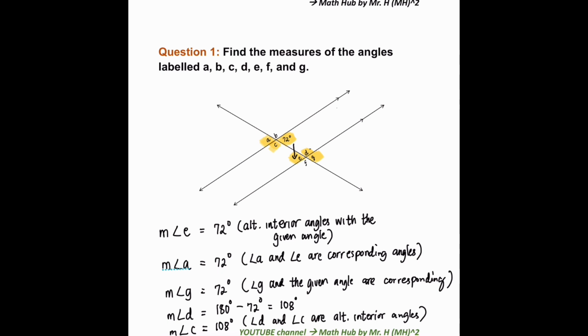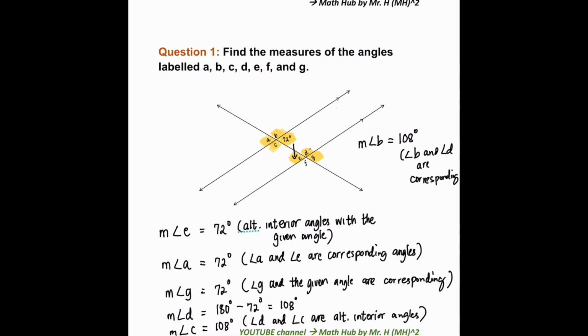We only have two angles left, which are angle B and angle F. Since angle D is 108 degrees, therefore we can say that angle B is also 108. Let me write it here. The measure of angle B is equal to 108 degrees. Angle B and angle D are corresponding.